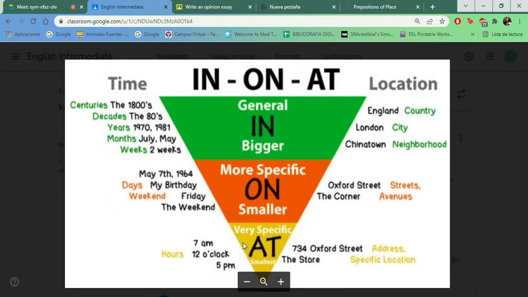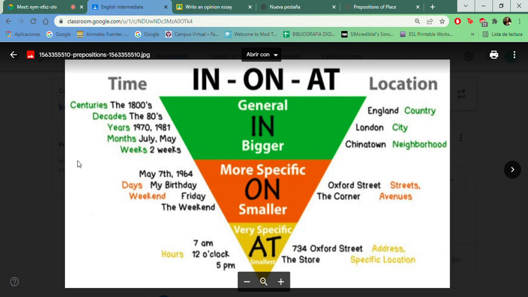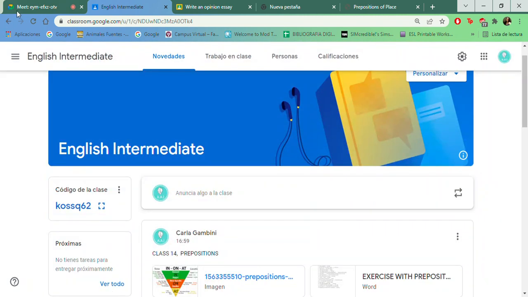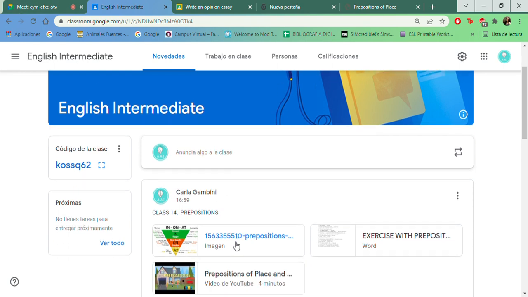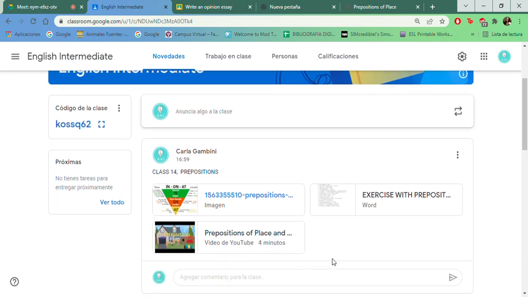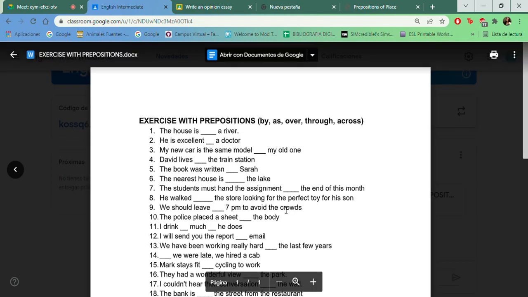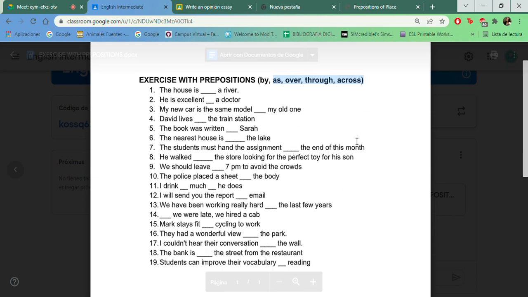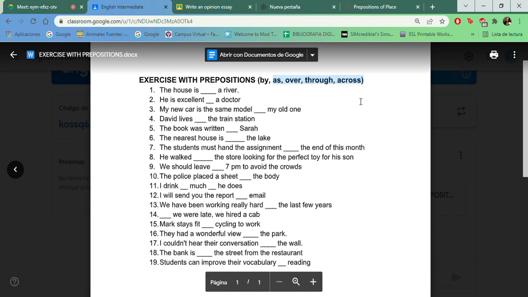That's all. You have more expressions that we are going to talk about later, but let's practice first. So let's see. Here we have an exercise with prepositions of place. Okay, you have to write by, as, over, through, or across. Across will be in front of. Okay, that will be good.